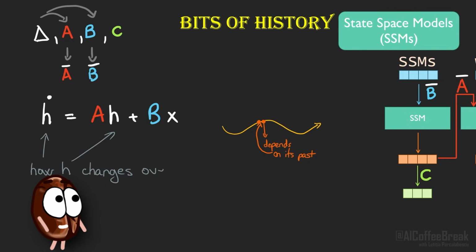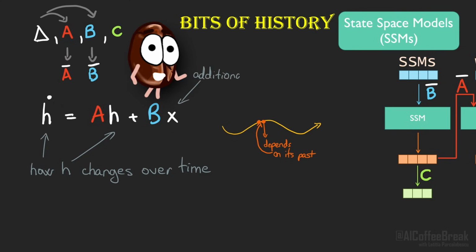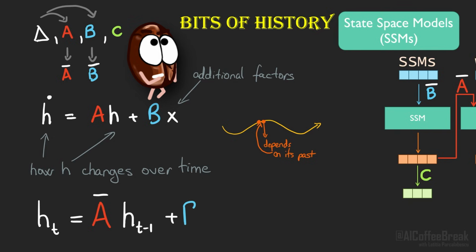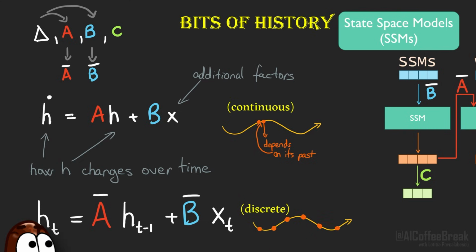H dot stands for the time derivative of h, which describes how h changes over time. So the equation here says nothing other than how h changes in the future depends on the current state of h plus an external factor. Does this not remind you of our linear RNN? There we basically had the future hidden state for our token given by the modified current state plus an additional factor, which happens to be the current input token. So our SSMs are just a discretized version of this continuous differential equation.